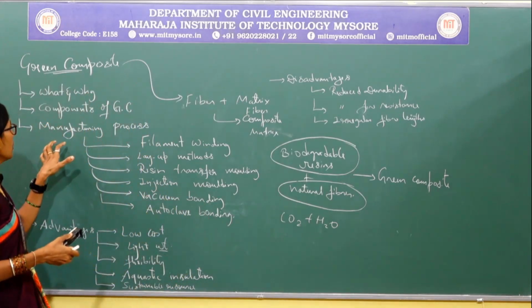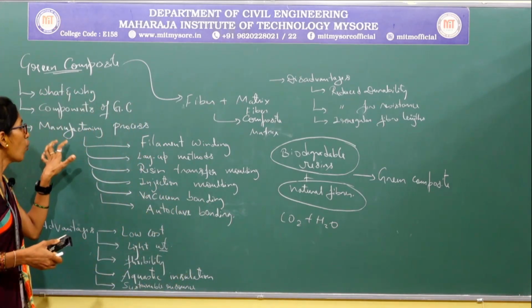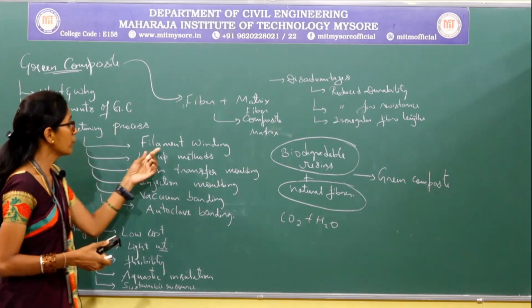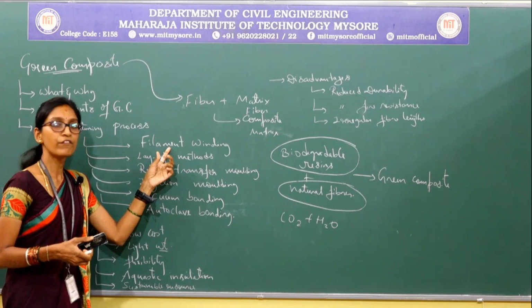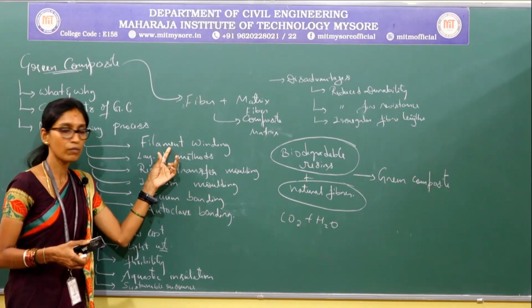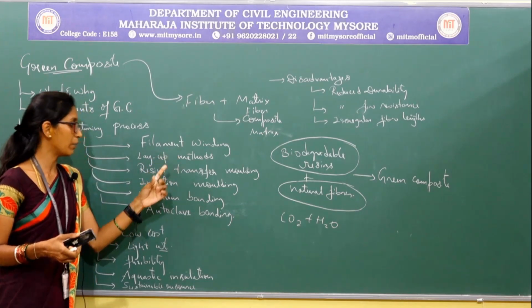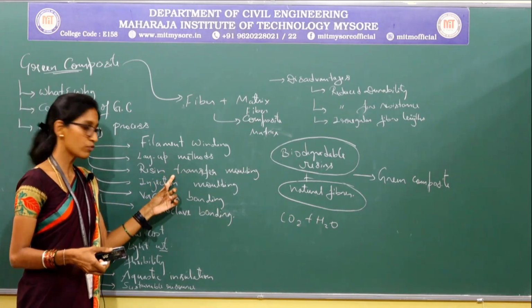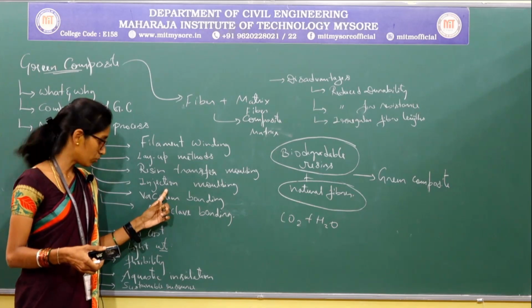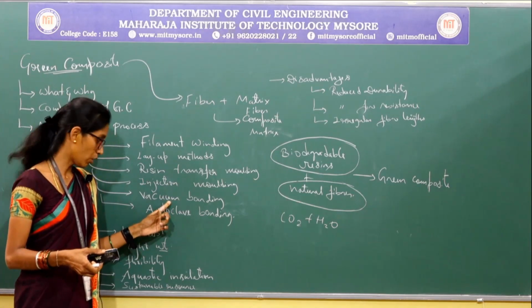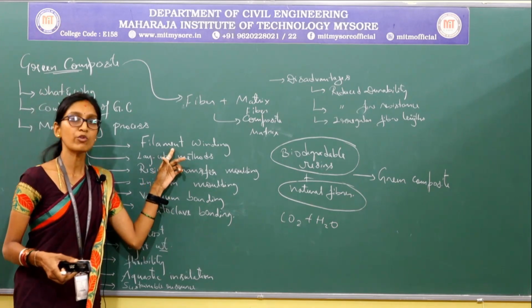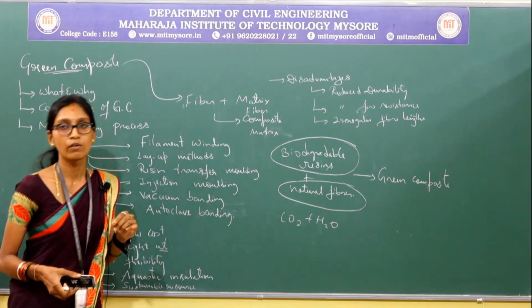Okay, so now let's see what are the various manufacturing processes. See, the first method is the filament winding. Next, the layup method, resin transfer molding, injection molding, then vacuum bonding, and the autoclave bonding. Right, so first let's see what is filament winding.